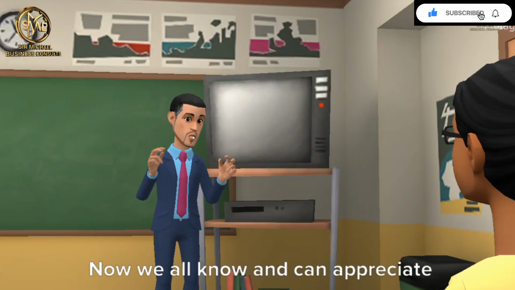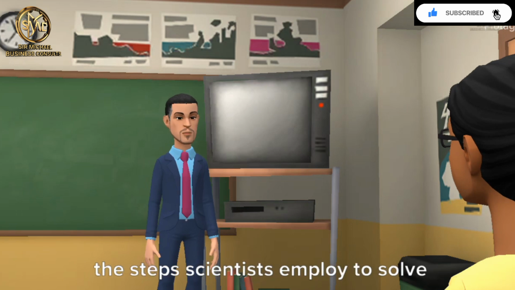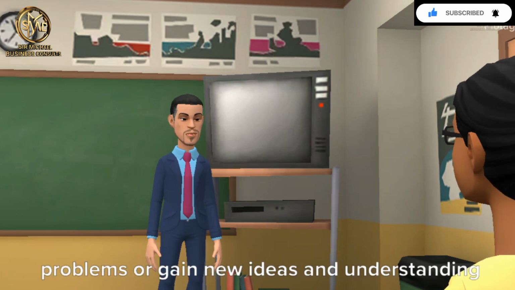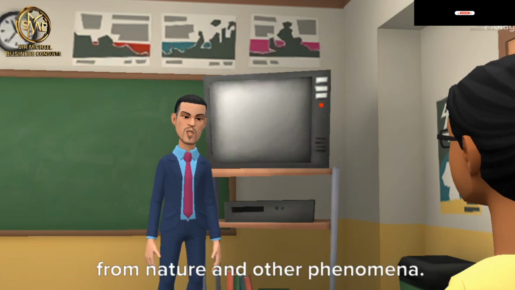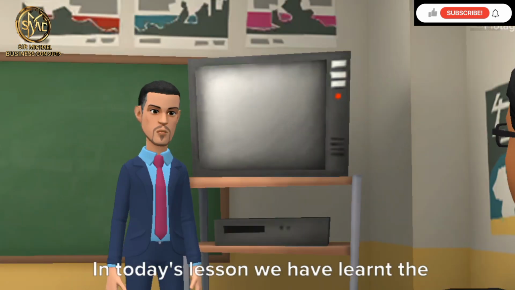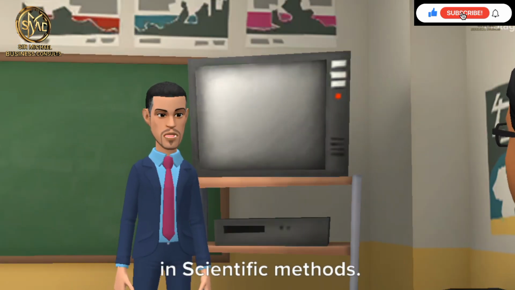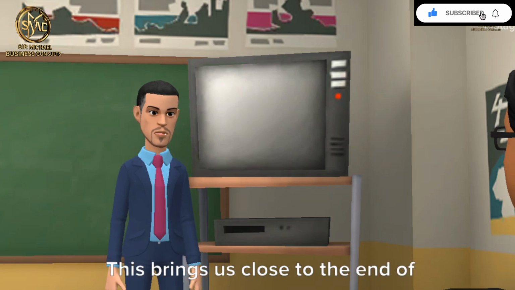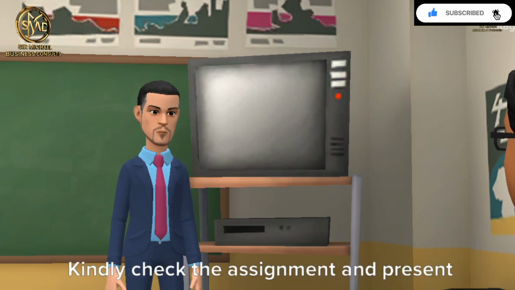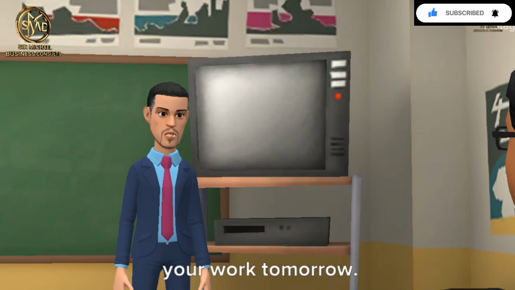That's superb. Now we all know and can appreciate the steps scientists employ to solve problems or gain new ideas and understanding from nature and other phenomena. In today's lesson we have learned the definition, importance and steps involved in scientific methods. This brings us close to the end of the class. Kindly check the assignment and present your work tomorrow.